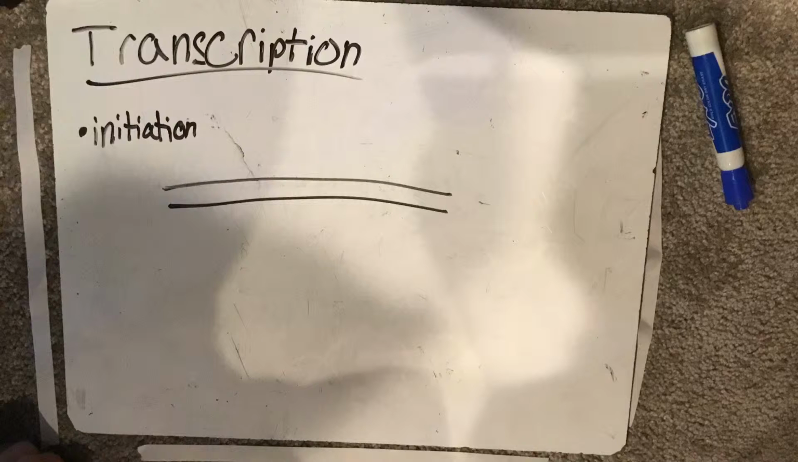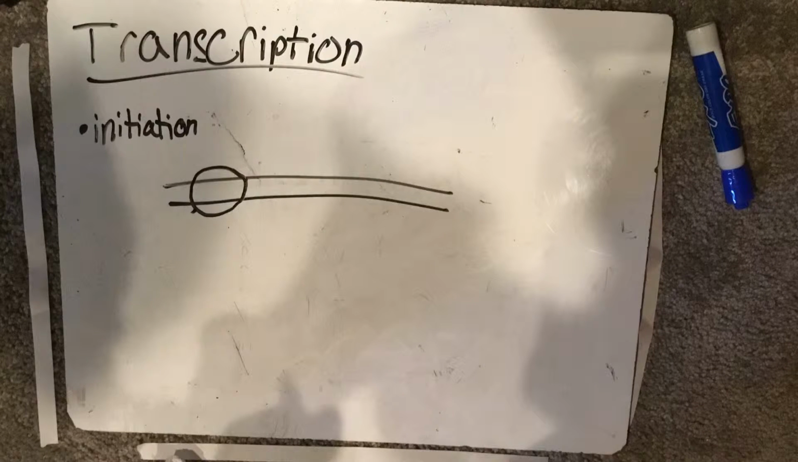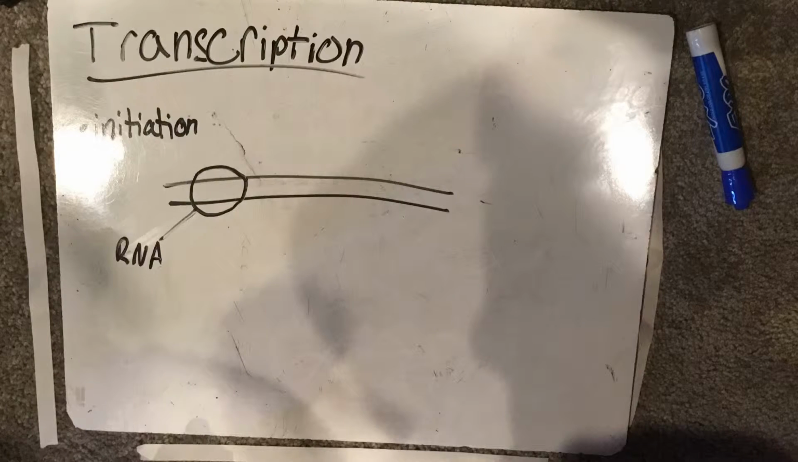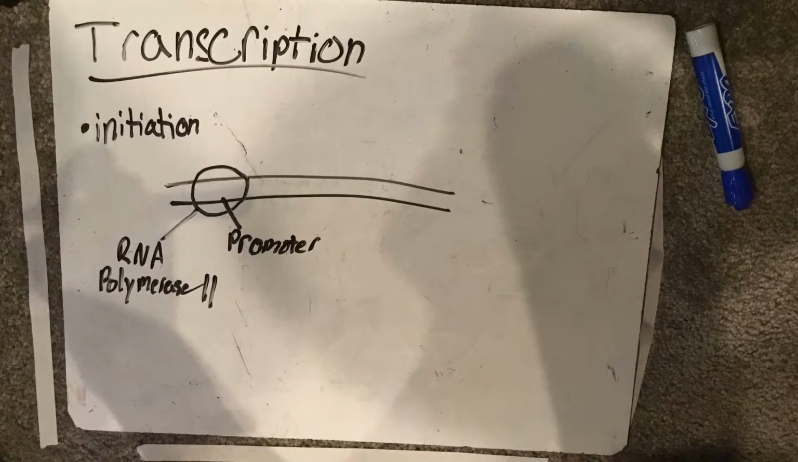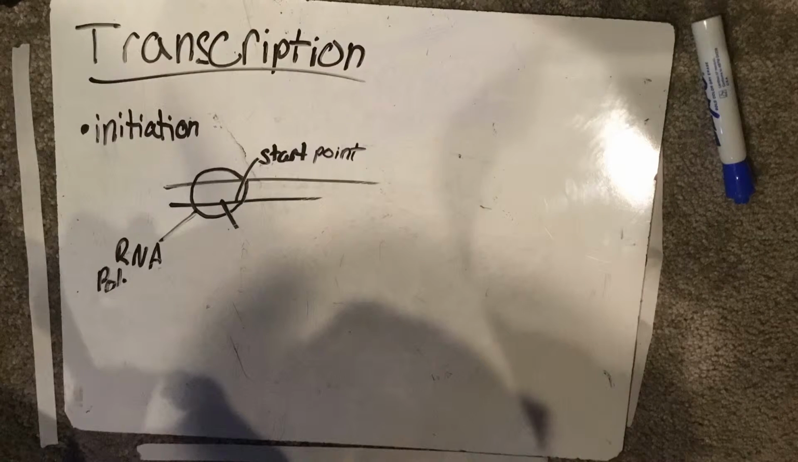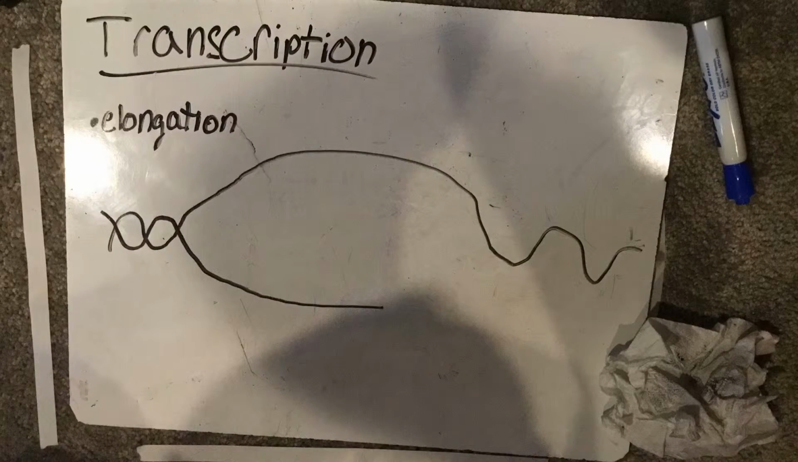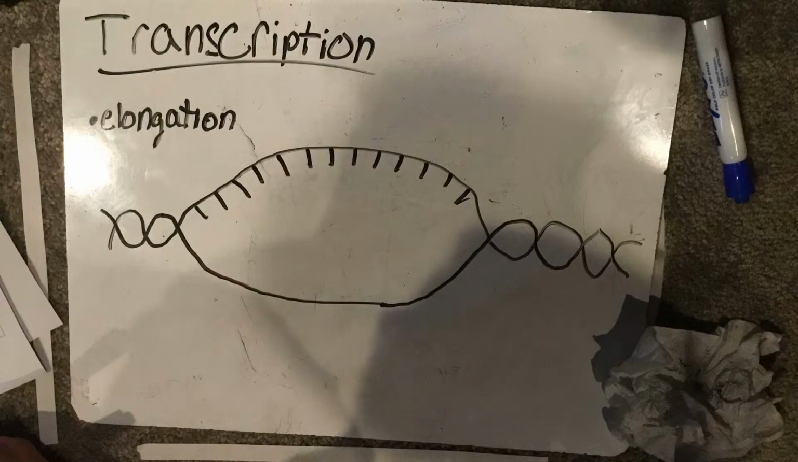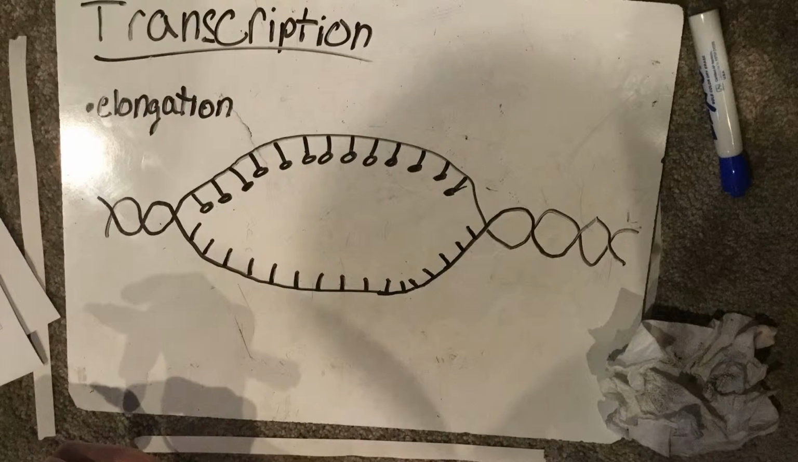Initiation starts when RNA polymerase II attaches to the promoter on the DNA strand. A promoter is a region of DNA that is located near the transcription start point. Then it creates an RNA transcript in the transcription bubble. Transcription factors then stick onto the promoter, binding RNA polymerase II to the DNA.